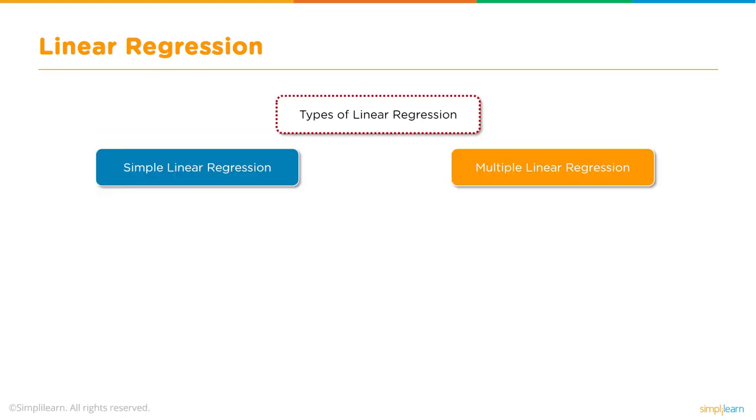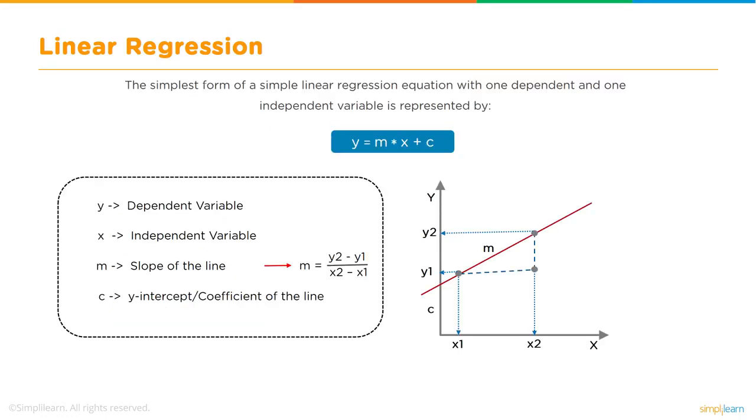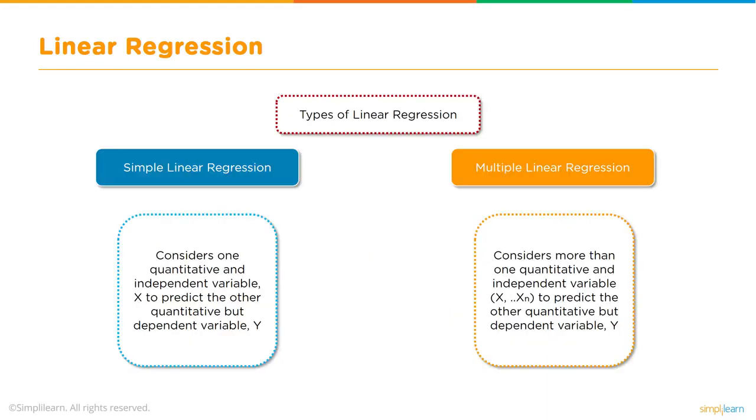Types of linear regression. There's simple linear regression, which considers one quantitative and independent variable, x, to predict the other quantitative but dependent variable, y. And that's the formula we just saw: y equals m times x plus c. And then we have multiple linear regression, which considers more than one quantitative and independent variable. So instead of having just x, you have x1, x2, x3 to predict the other quantitative but dependent variable y.